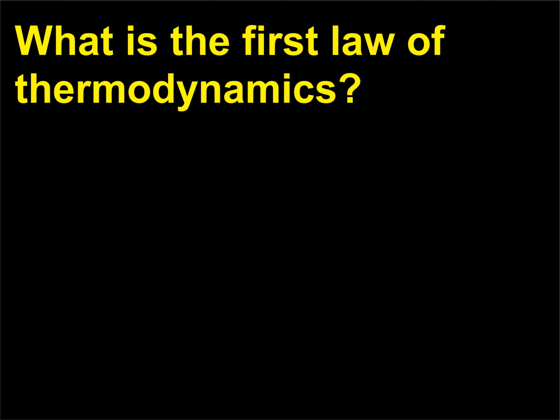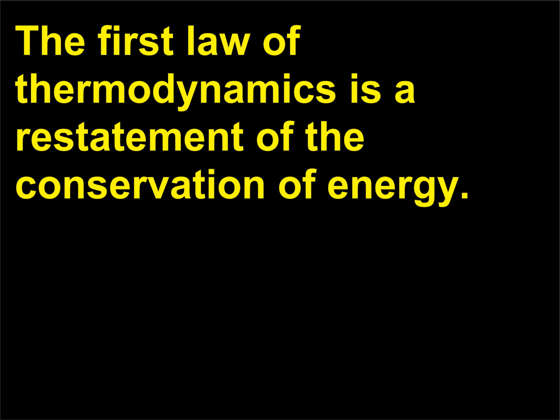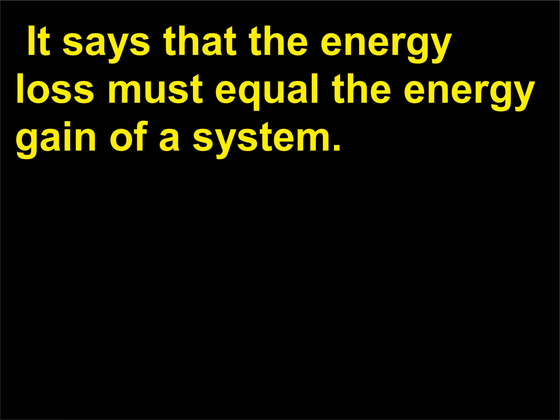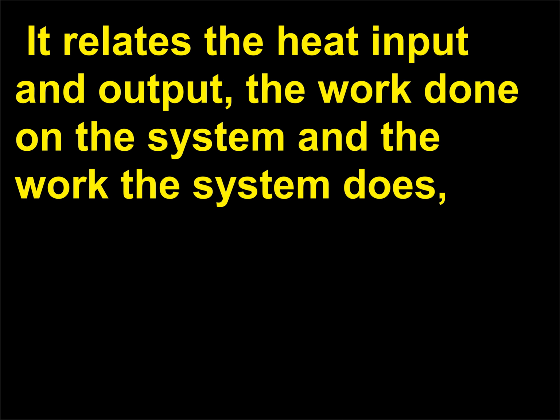What is the first law of thermodynamics? The first law of thermodynamics is a restatement of the conservation of energy. It says that the energy loss must equal the energy gain of a system. It relates the heat input and output, the work done on the system and the work the system does, and the change in internal energy, or temperature change.